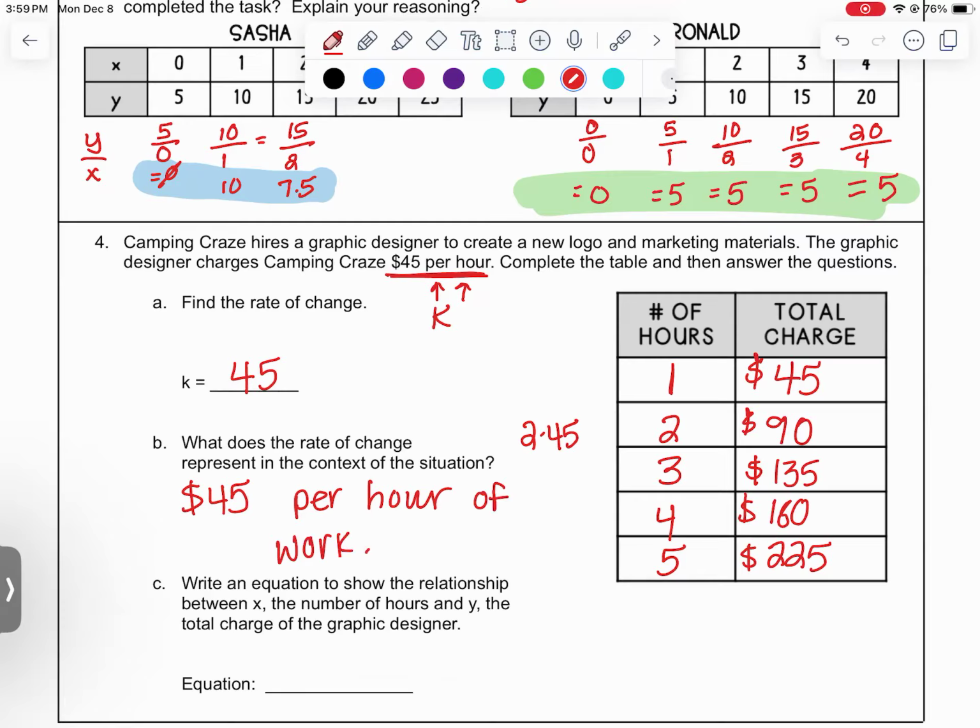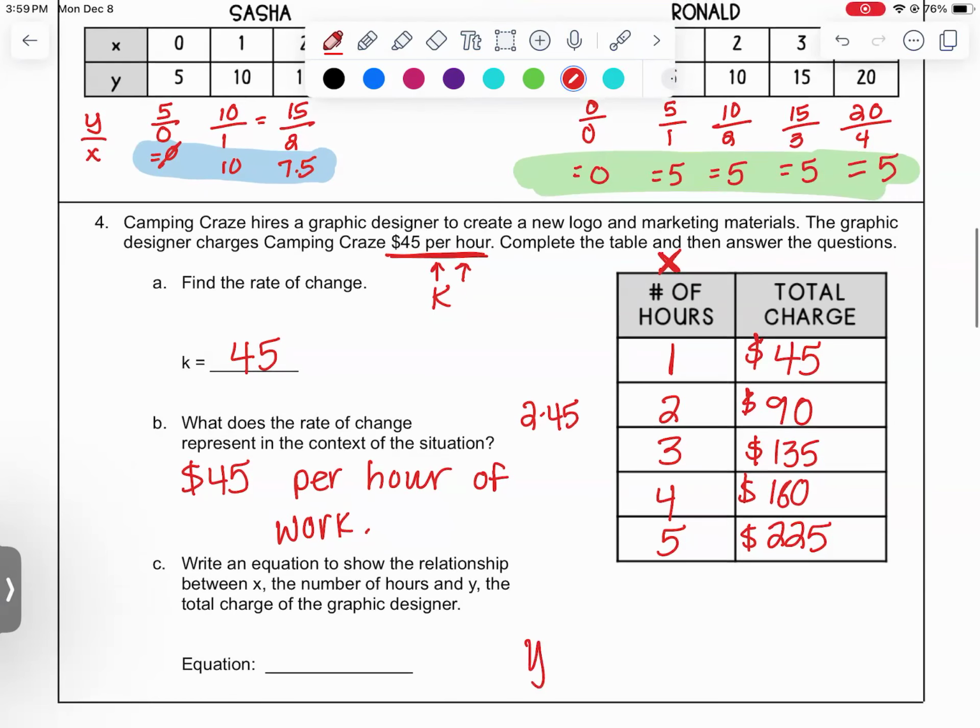Looking at my equation or finding an equation, all I want to show in this equation is that no matter how many hours or X he puts in, we can find how much they're going to get paid. So remember, my equation is y equals kx. K is my constant, so therefore I'm going to replace K with 45. Y is 45x.